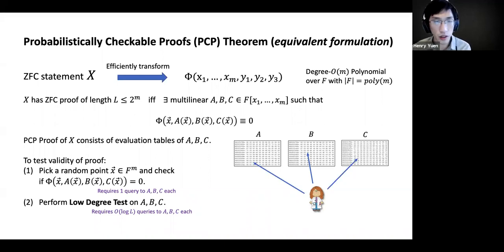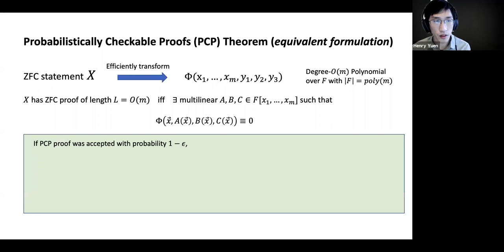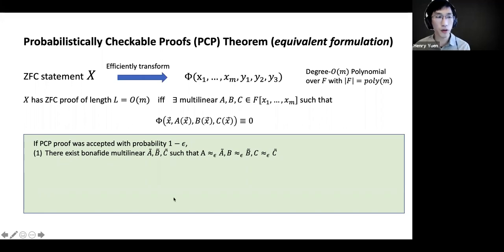So why does this work? So let's say that there were the evaluation tables A, B, and C. We don't know right now if they actually are low degree polynomials or not, but there are some evaluations. Let's say they pass this test with probability 1 minus epsilon. You can think of this as like 99%. Well, since they passed this low degree test, by the guarantees of the low degree test, there must exist bona fide multilinear polynomials, A tilde, B tilde, C tilde, that are close to these evaluation tables, right? That's what low degree testing gives us.